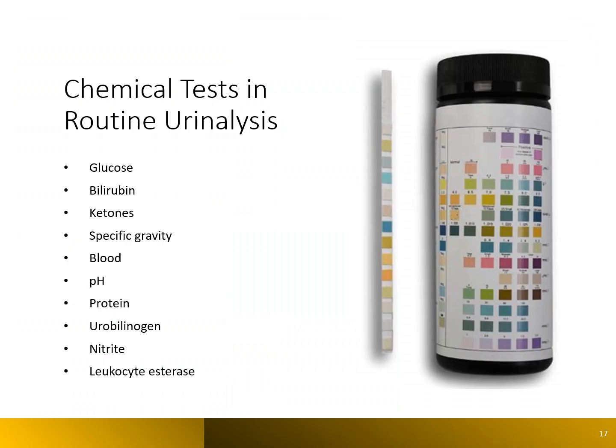So these chemical reagent strips can come in a variety of combinations, but the most common that we use is to check for glucose, bilirubin, ketones, specific gravity, blood, pH, protein, urobilinogen, nitrite, and leukocyte esterase.